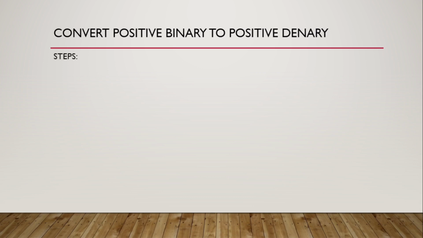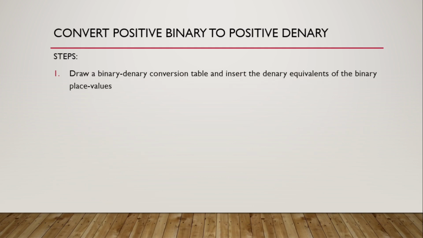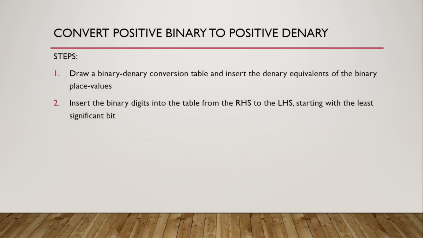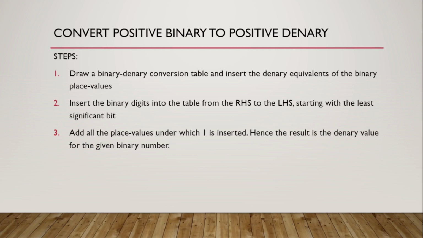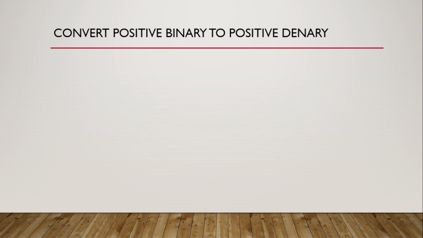So let's start with the steps. The first step is to draw a binary denary conversion table and insert the denary equivalence of the binary place values. And the second step is to insert the binary digits into the table from the right hand side to the left hand side, starting with the least significant bit. And we add all the place values under which one is inserted. Hence, the result is the denary value for the given binary number.